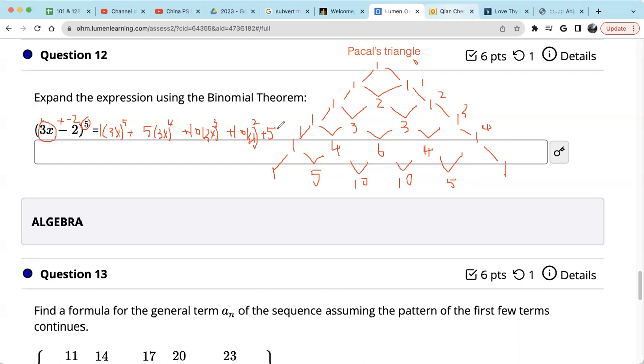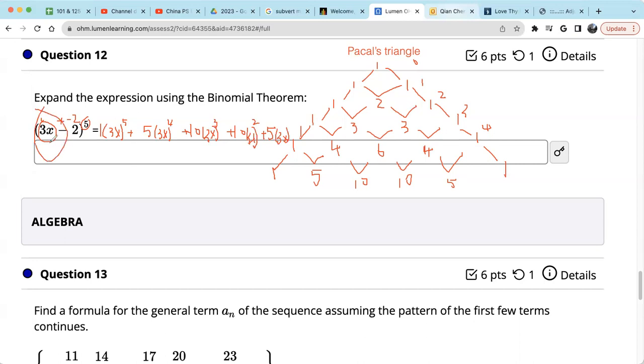Then the last one, we get the 5 will get a 3x raised by 1. Last one is 1, right? It's this 1 here. Well, 1 raised by 3x to the 0. 3x raised by 0 is just 1, so we don't need to really write it. So that's the first term in the binomial.